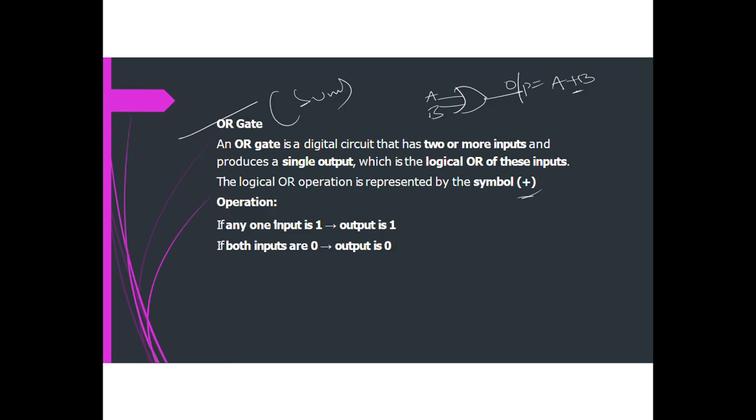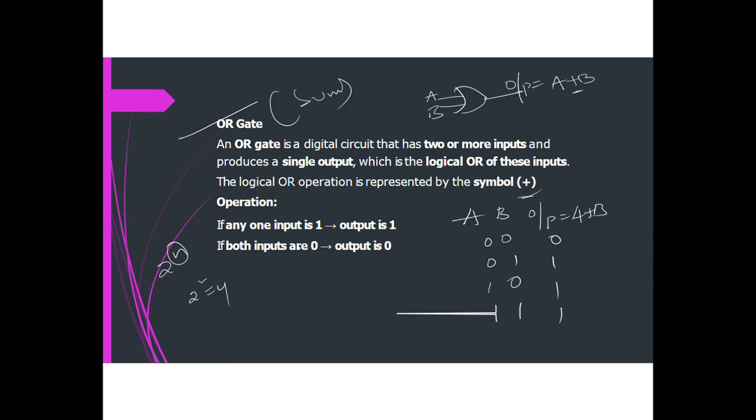To define the operation, first we have to draw the truth table. A, B, and the output, which is A plus B. Two inputs means 2 power n, where n is the number of inputs. 2 squared is 4. So the rows are 0 0, 0 1, 1 0, 1 1. The output will be 0, 0 plus 1 is 1, 1, 1.